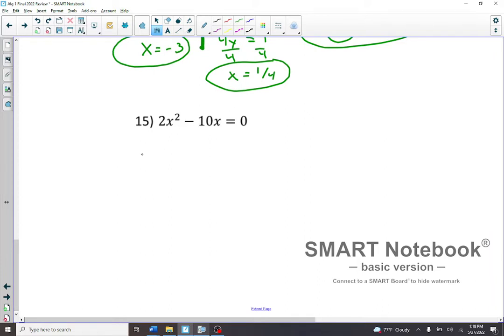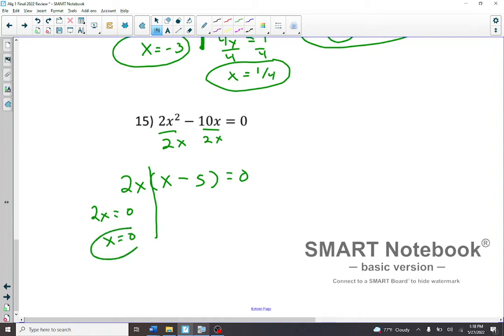Here, let's take out what's in common. I see a 2 and an x in both of these. So 2x on the front, which means what's left over is x minus 5. Now, because they're both multiplied to 0, we could split them. 2x equals 0, which means x equals 0. And x minus 5 equals 0, which means x equals positive 5. So your answer is 0 and 5.